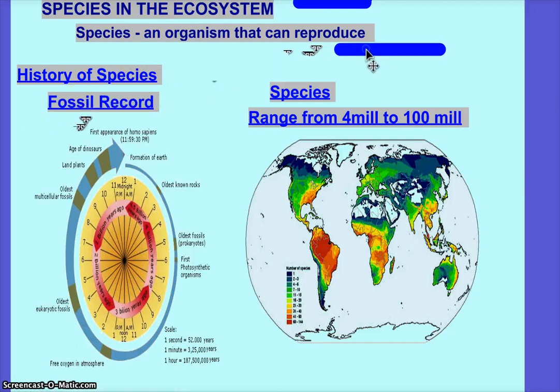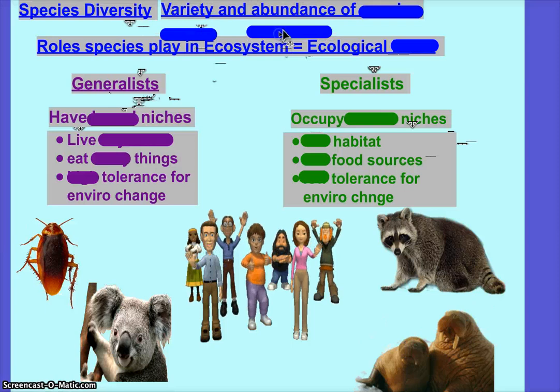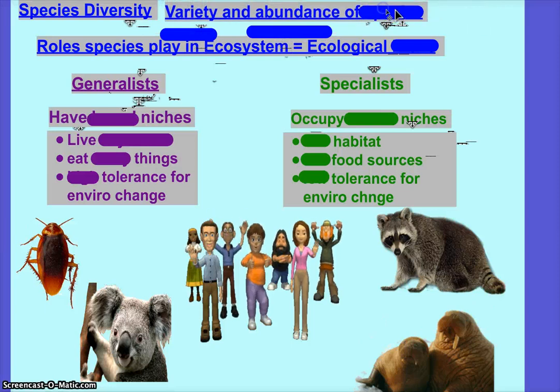Good job. And then keep in mind there's a lot of species, obviously, on Earth, ranging from 4 million to 100 million, all playing a role or importance or specific characteristics. For example, you can either be a generalist or a specialist, and we want to go over that. But before that, if you have diversity of species, what does that mean by definition? Variety. Good. You want to say there's a variety and abundance of species.